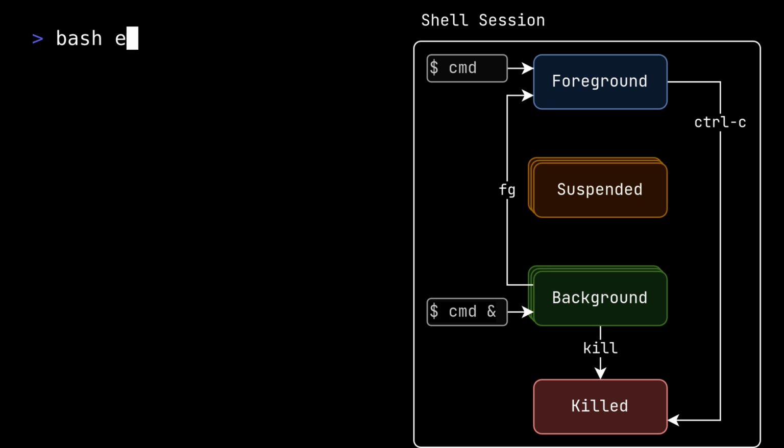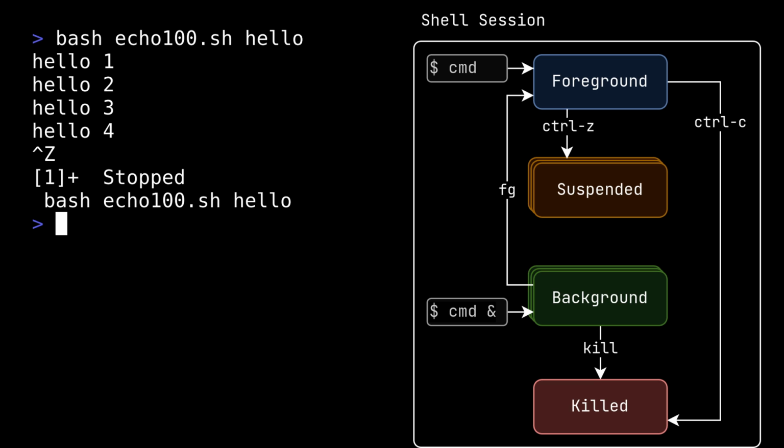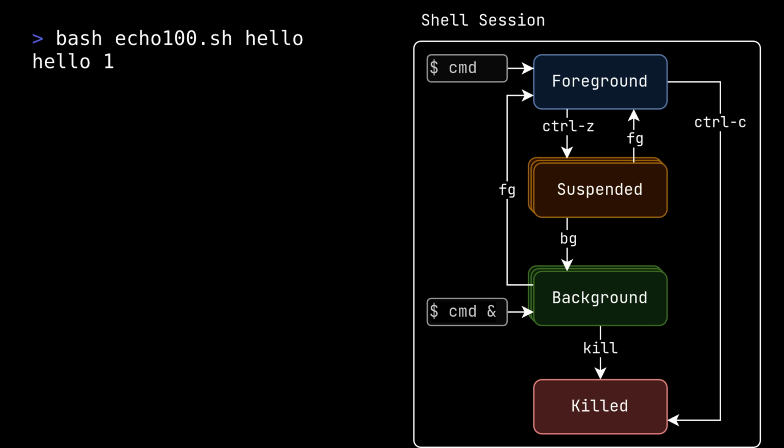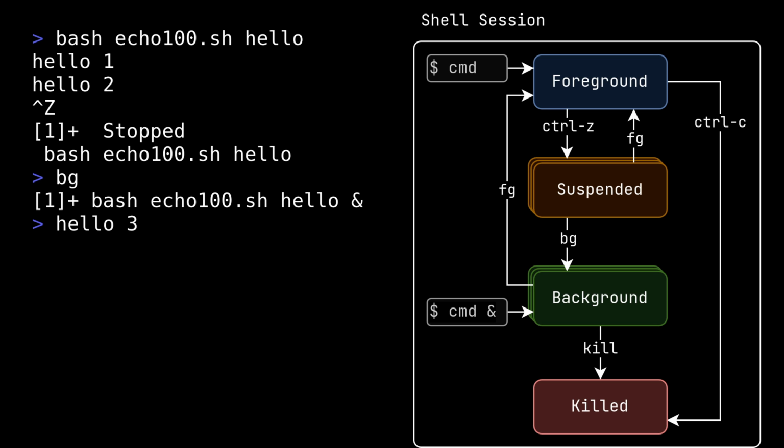If you want to suspend a job instead of putting it into the background, you can press Ctrl+Z while running a foreground job. Now the job's process is completely paused and no longer running. After you pause a job, you can resume it using the fg command. Now the job's process will resume from the point it was paused as a foreground job. By the way, if you want to resume it in the background instead, you can use the bg command.